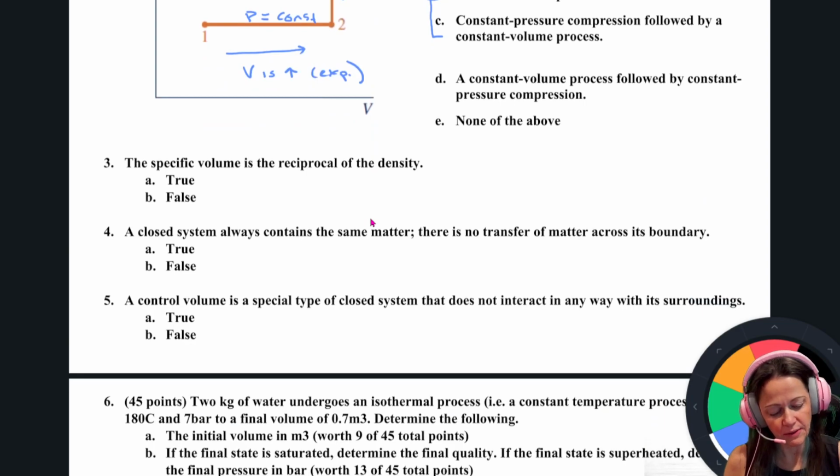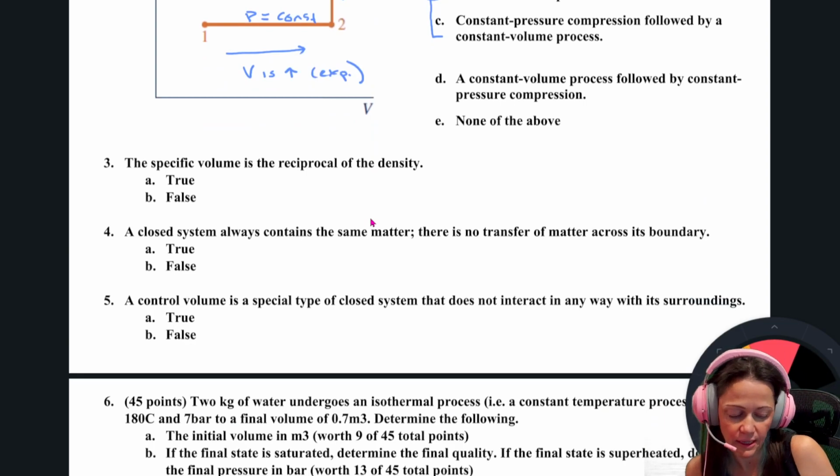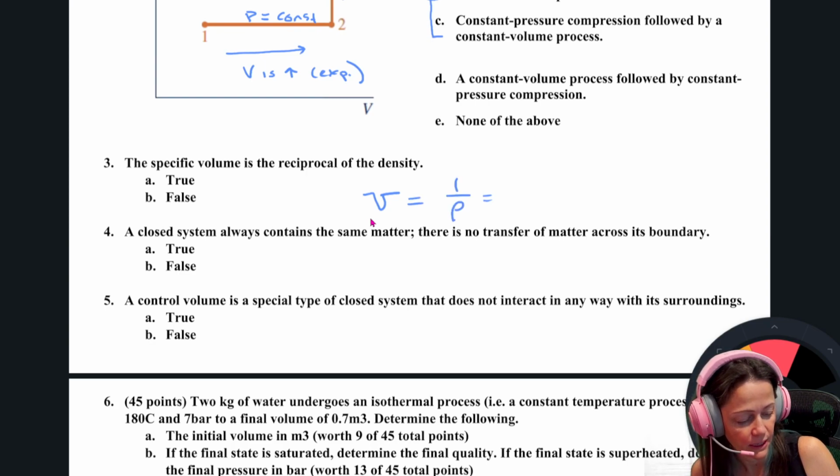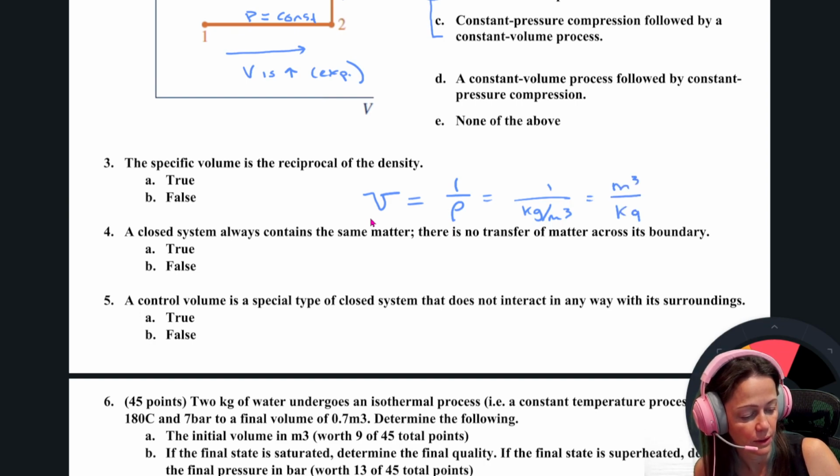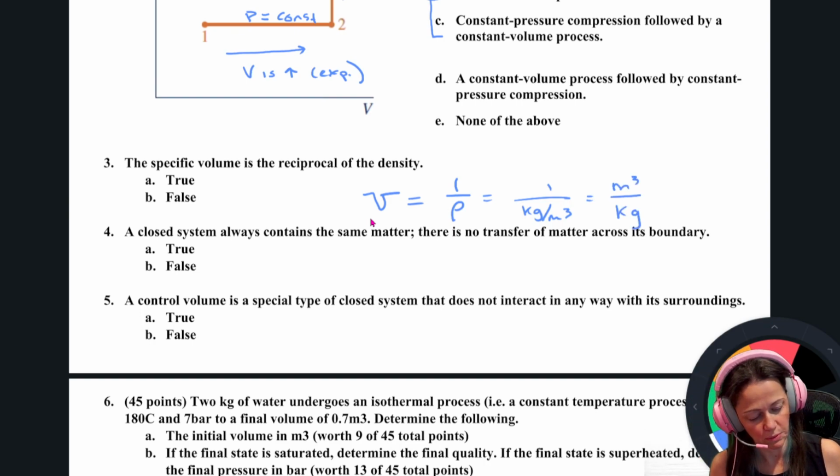All right, specific volume is the reciprocal of density. I think most people got this one. It's 1 over density, right? Density would be in kilograms per meter cubed, so this whole thing would be meters cubed over kilograms, which is exactly what specific volume is.